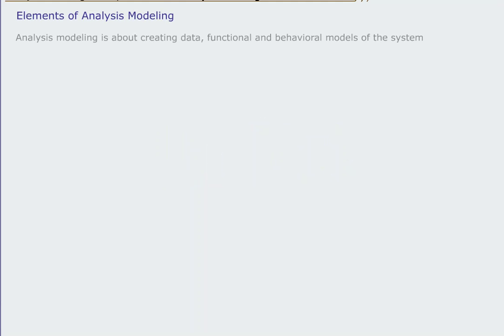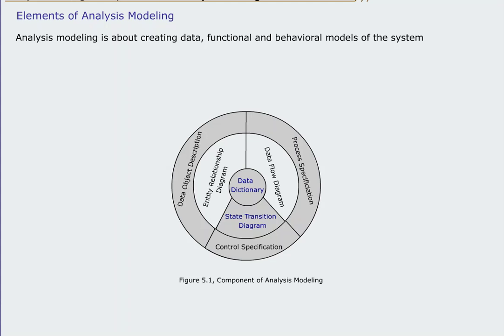Analysis modeling is about creating data, functional and behavioral models of the system. The respective graphic tools we use for analysis modeling purposes are Entity Relationship Diagram, Data Flow Diagram, State Transition Diagram. The entity relationship diagrams emphasize the data objects and their relationships.